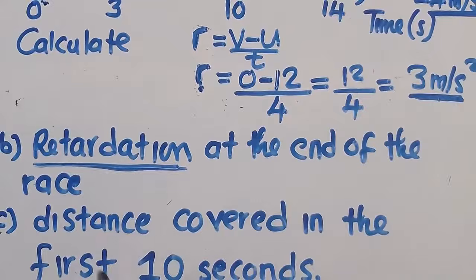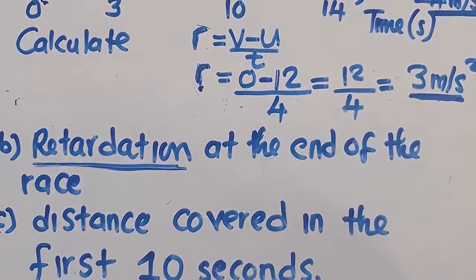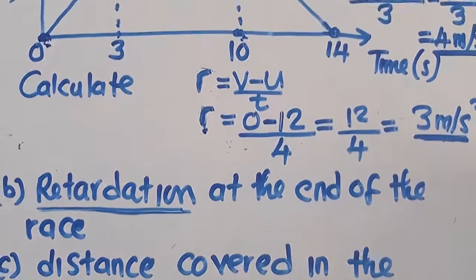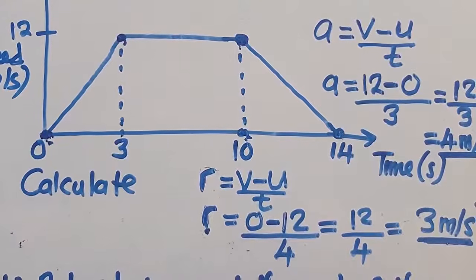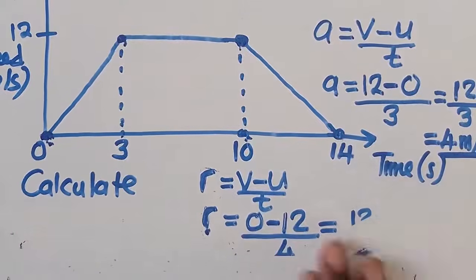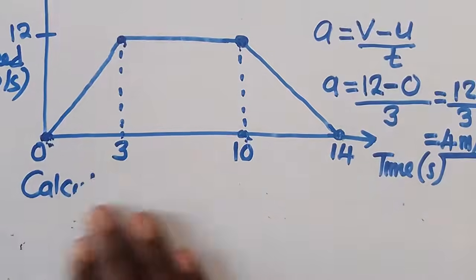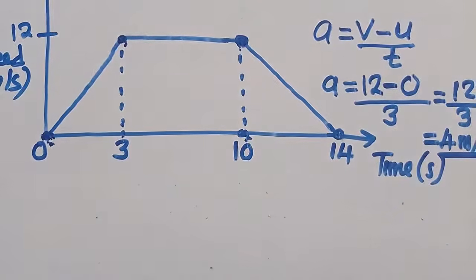The question is saying distance covered in the first 10 seconds. So I want to find the distance covered in the first 10 seconds. How can I work out that? In the first 10 seconds, you check. Hope we've gotten the question so I can work here. I'm told to find the distance covered in the first 10 seconds.